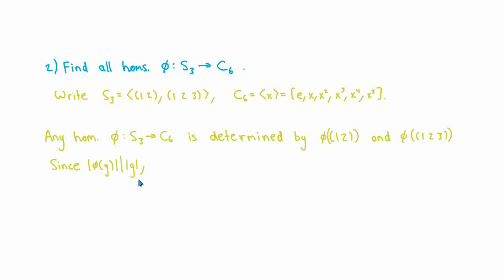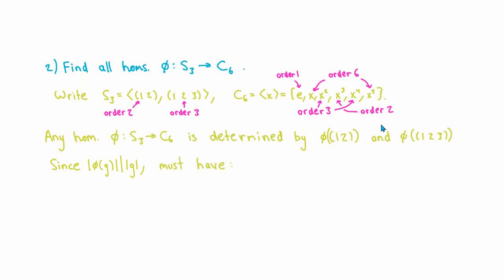So it makes sense for us now to go through and compute the orders of the elements involved here, and it's not difficult to see that the transposition has order 2, the 3-cycle has order 3, and in the cyclic group of order 6, the identity has order 1, the elements x squared and x to the 4th have order 3, the elements x and x to the 5th have order 6, and the element x cubed has order 2.